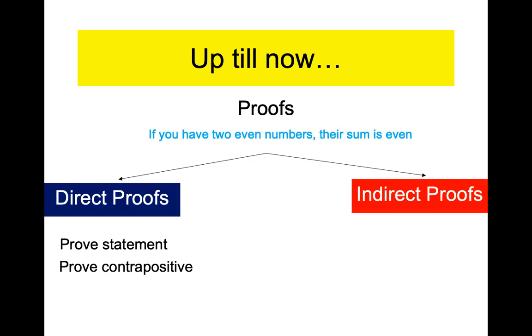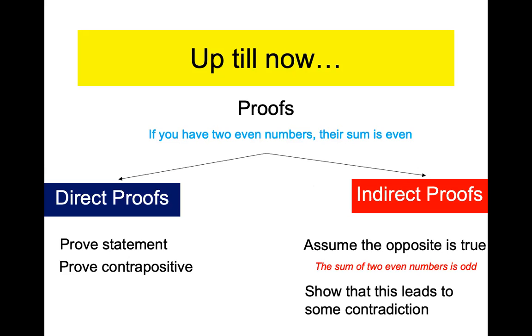An indirect proof, or a proof by contradiction, is as follows. We're going to assume the opposite is true. In other words, it says if you have two even numbers, then I'm going to claim that their sum is odd. So I'm going to make an assumption here that contradicts what we're trying to prove. I'm going to assume that the sum of two even numbers is odd, and somehow that's going to lead me to a contradiction. And as soon as I find that contradiction, then I know that the opposite must be true.